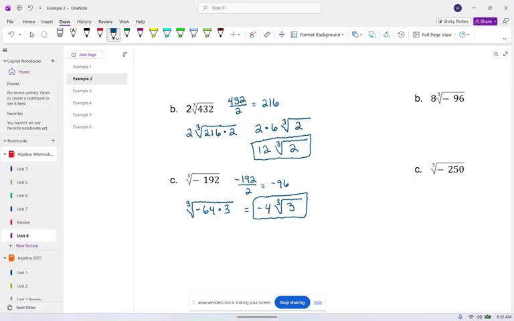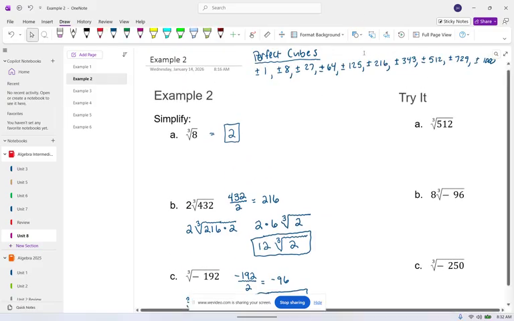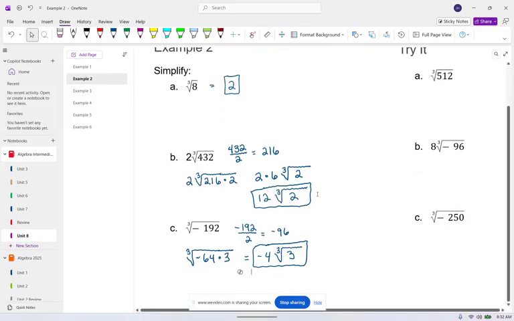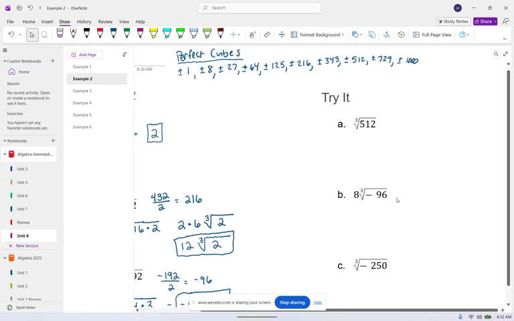Again, the steps for squares and cubes are the same. If it's not on the list, start by dividing it by 2. That'll be where we start on the perfect cubes or on the perfect squares, and we'll go down from there and come up with the perfect cube or perfect square that works as a factor of the number under the cube or square root. So guys, these are your try it problems.